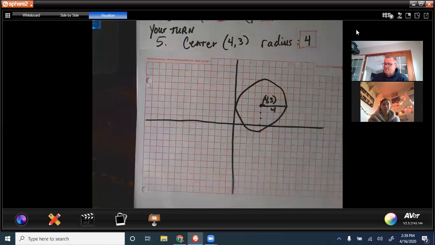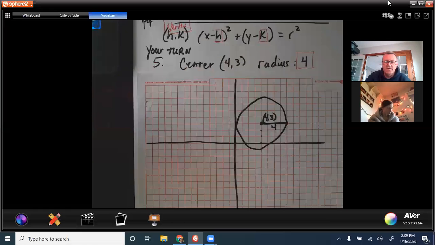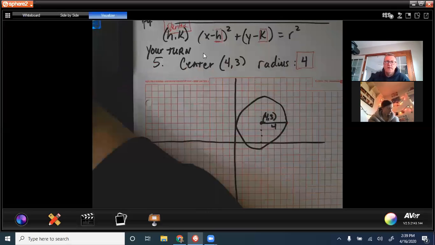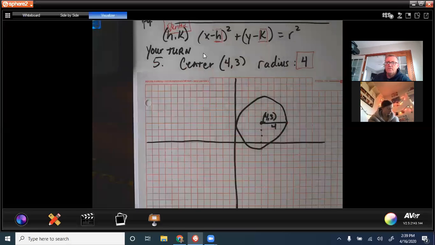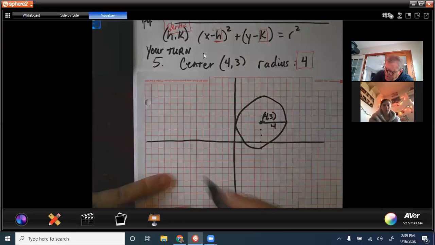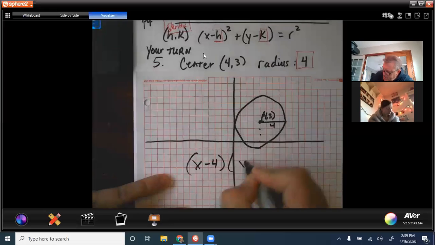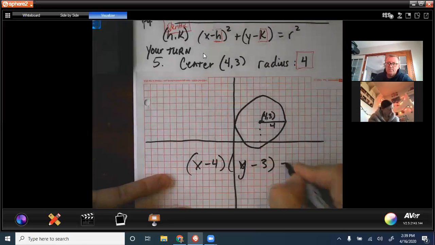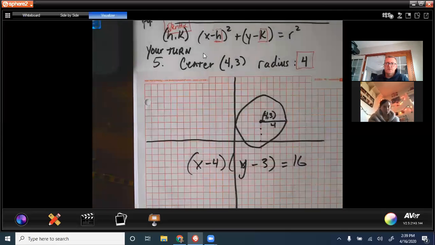Now, the equation of the circle doesn't ask for that. Oh, there's Hunter. He says he's waiting. The equation of the circle then would be (x - 4)² + (y - 3)² = 16. So there's the equation of the circle.